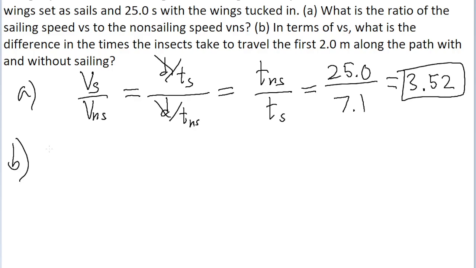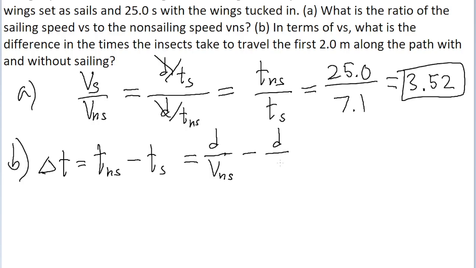Now part B of the problem is asking, for a 2-meter path, to find the difference between the two times. So we're looking for delta t, or rather, t sub ns minus t sub s, since we know that t sub ns is going to be larger. And we're being asked to find this in terms of v sub s. So first off, recall that time is equal to distance divided by speed, or velocity. So t sub ns can be rewritten as d over v sub ns, and t sub s can be rewritten as d over v sub s.